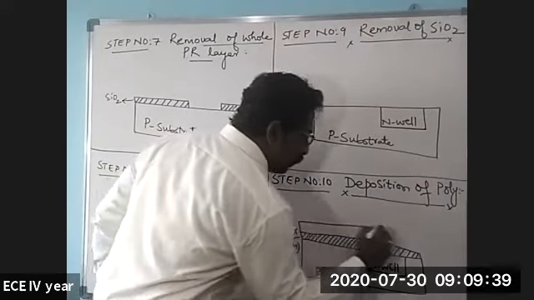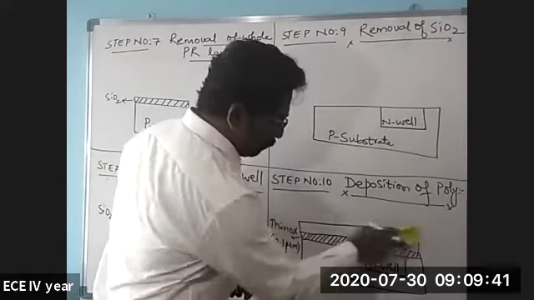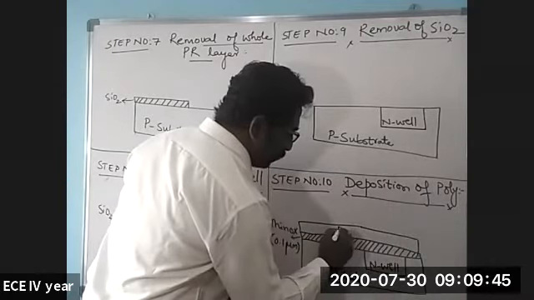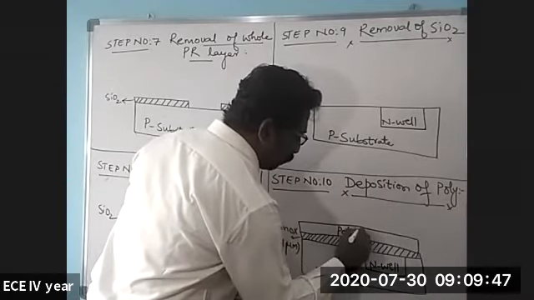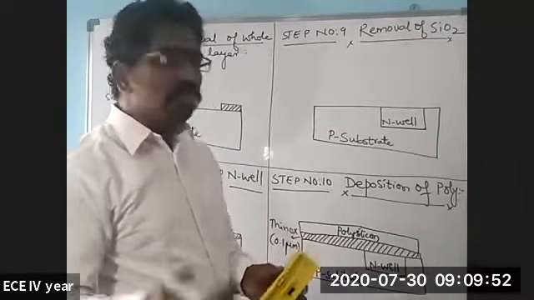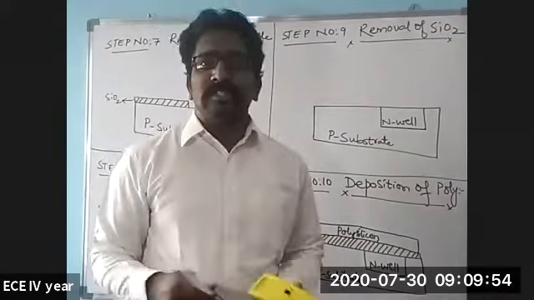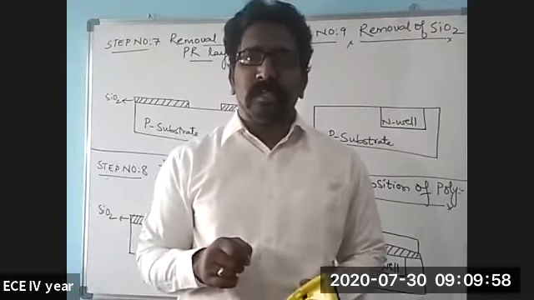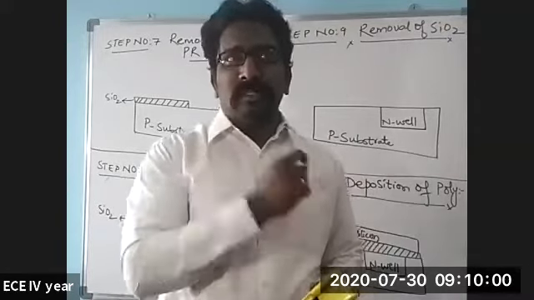Then upon this one, poly is being deposited. The other name for poly is polysilicon. Polysilicon is being deposited. In short, we call it poly. So why do we actually use polysilicon for this gate material?